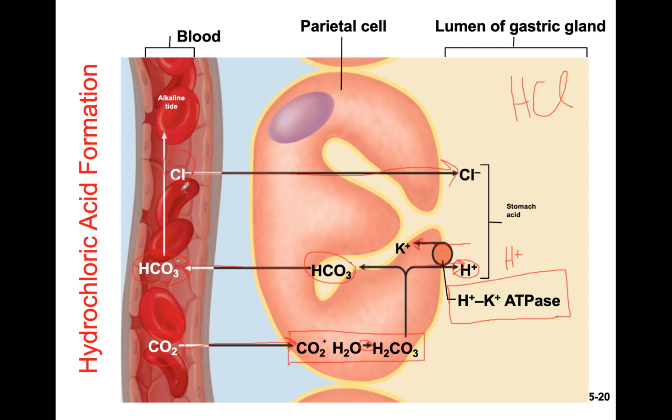We don't need to get into the mechanism of it, but it will require exchange of other negatively charged ions between the cells. But the gist of it is that you're able to move the chloride from the blood into the lumen of the stomach to combine with the proton and make HCl. So be sure you know the mechanism of hydrochloric acid formation in the parietal cell.